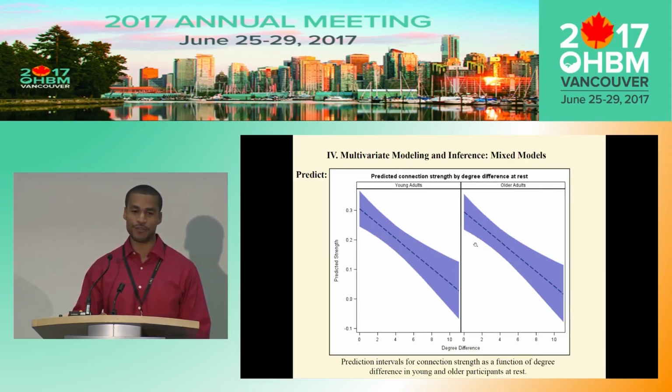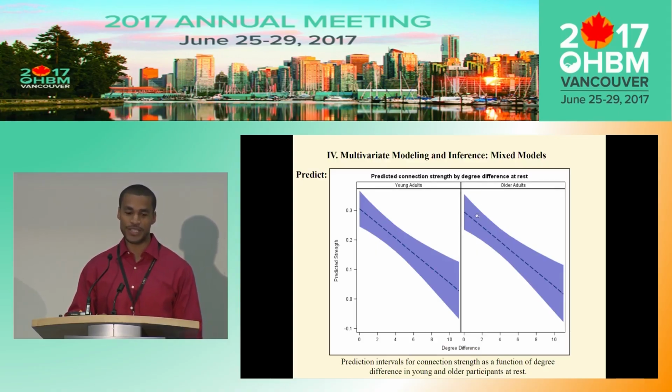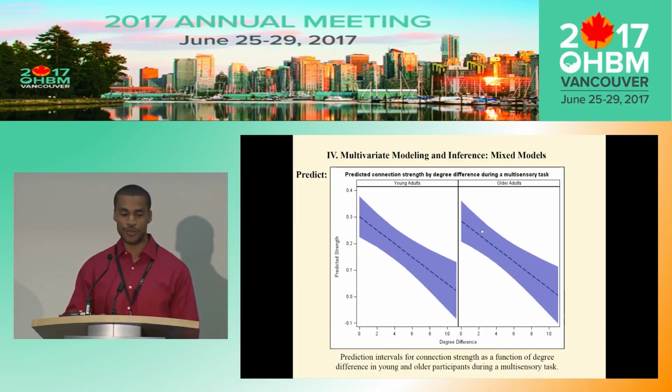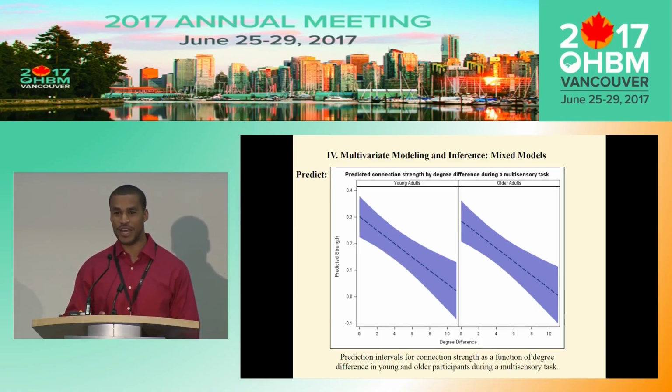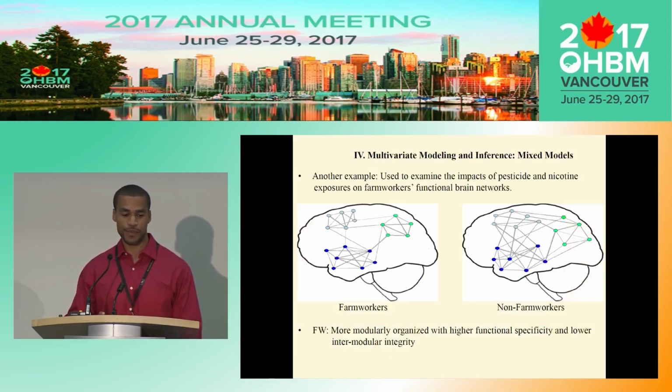And here we have prediction intervals for connection strength as a function of degree difference. And so what we can see is that older adults tend to have a slightly lower predicted strength between 2 brain regions with the same degree. And the decay parallels that of the younger adults as the degree difference becomes greater. And this is the same during a visual and during a multisensory task. So in other words, older adults tend to have weaker coupling between brain regions regardless of the regional connectivity structure.